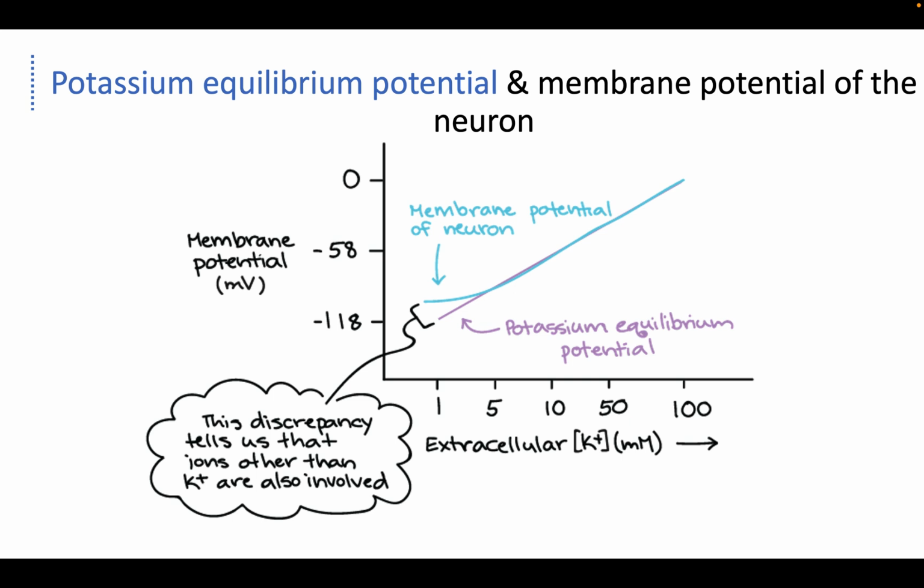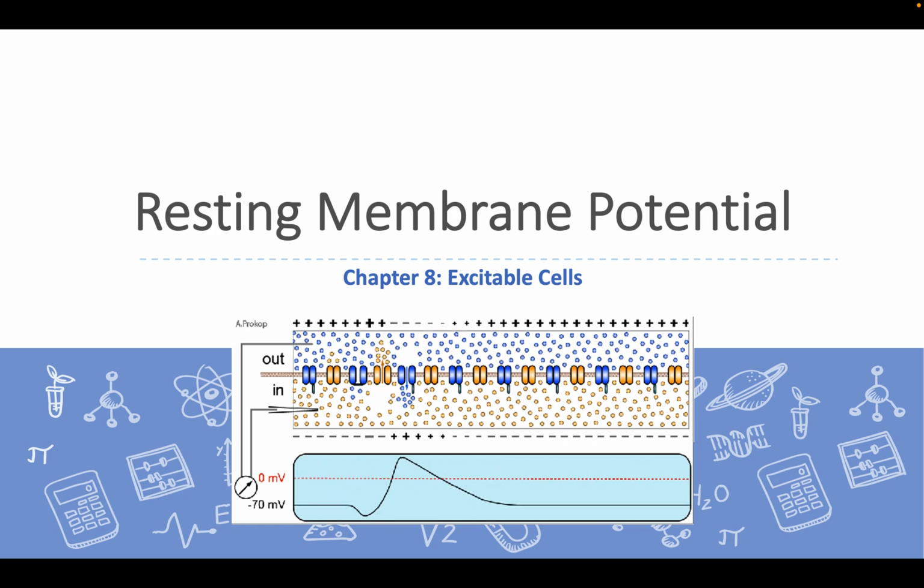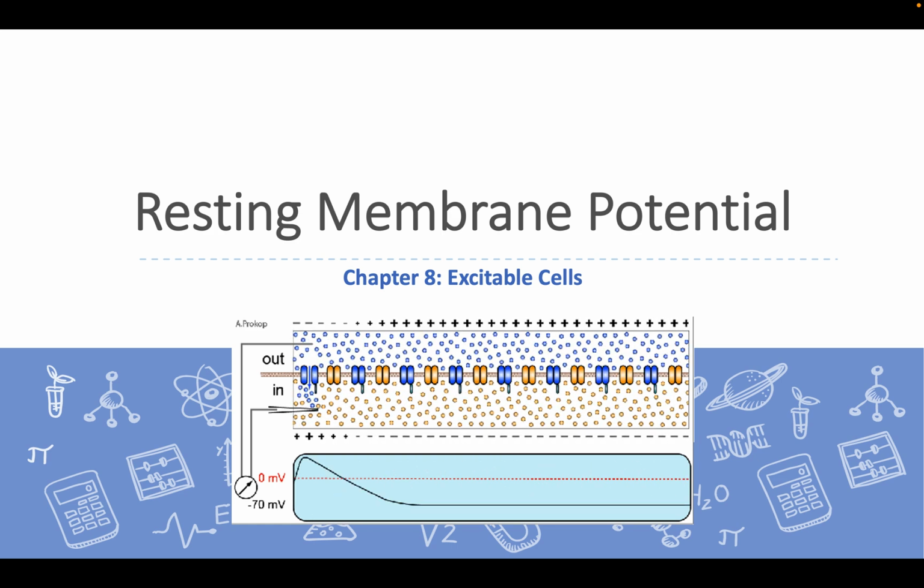All right. So essentially all this is saying is that there has to be some other ion at play. Right. If the membrane potential of the neuron is not exactly the same as potassium, then that means there's got to be some other ion that's exerting an effect. Right. And it turns out that's exactly the case, and that other ion is mainly sodium. All right. So these two things together, these contribute to our resting membrane potential.